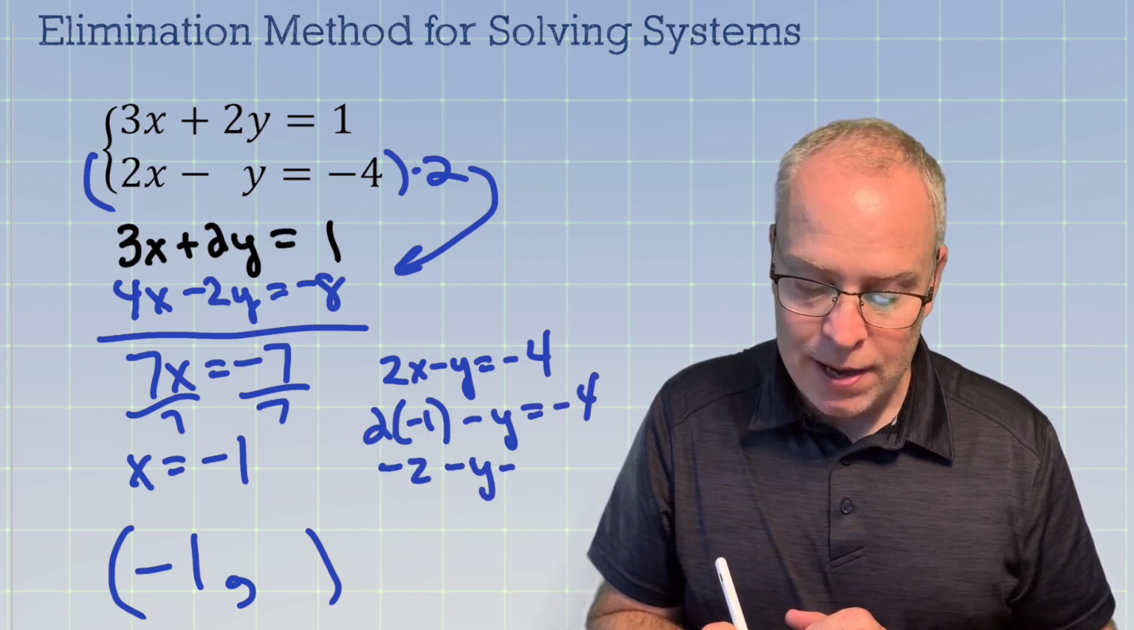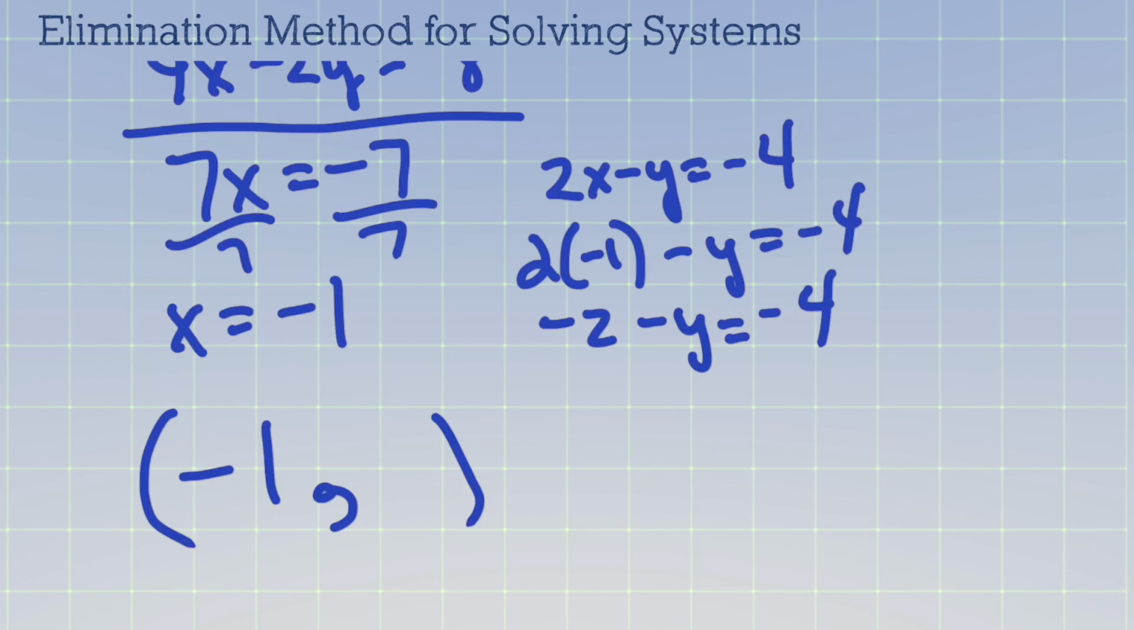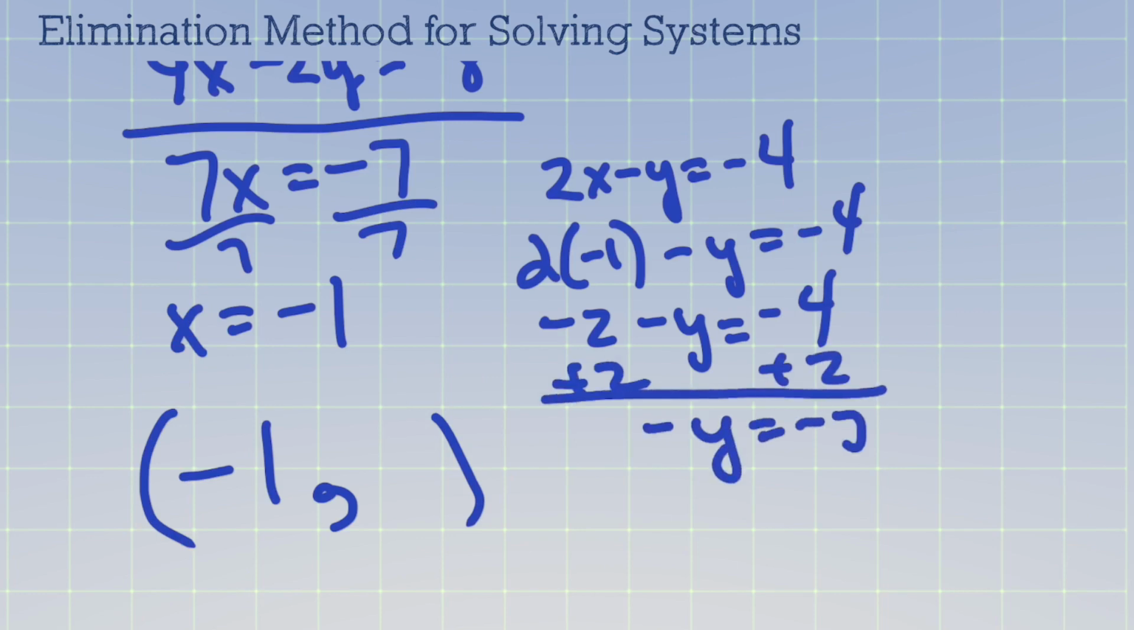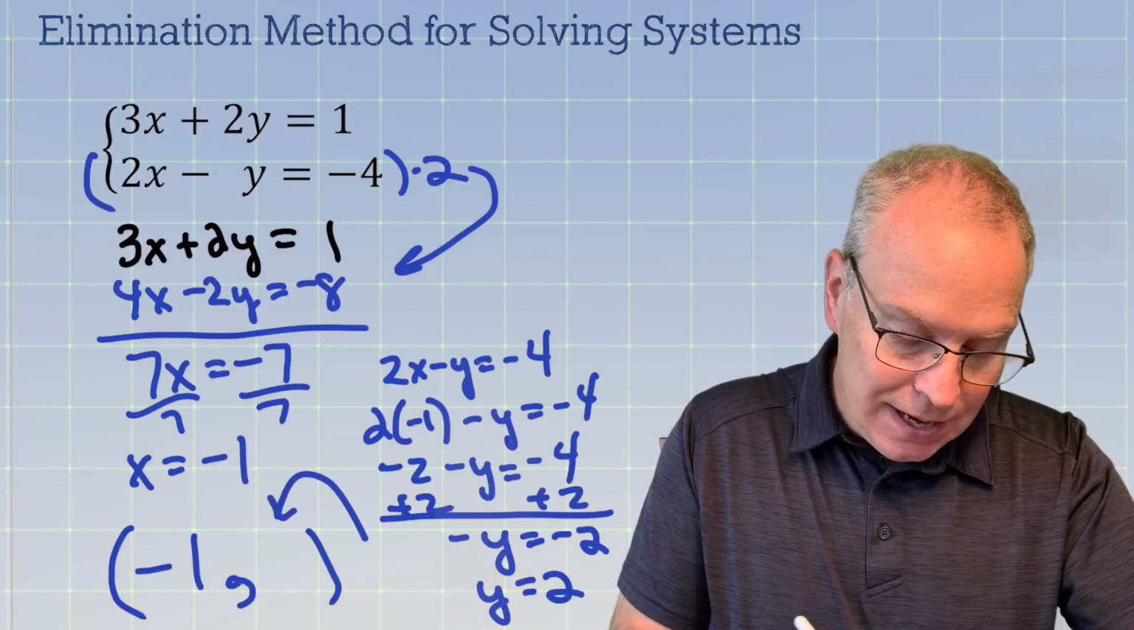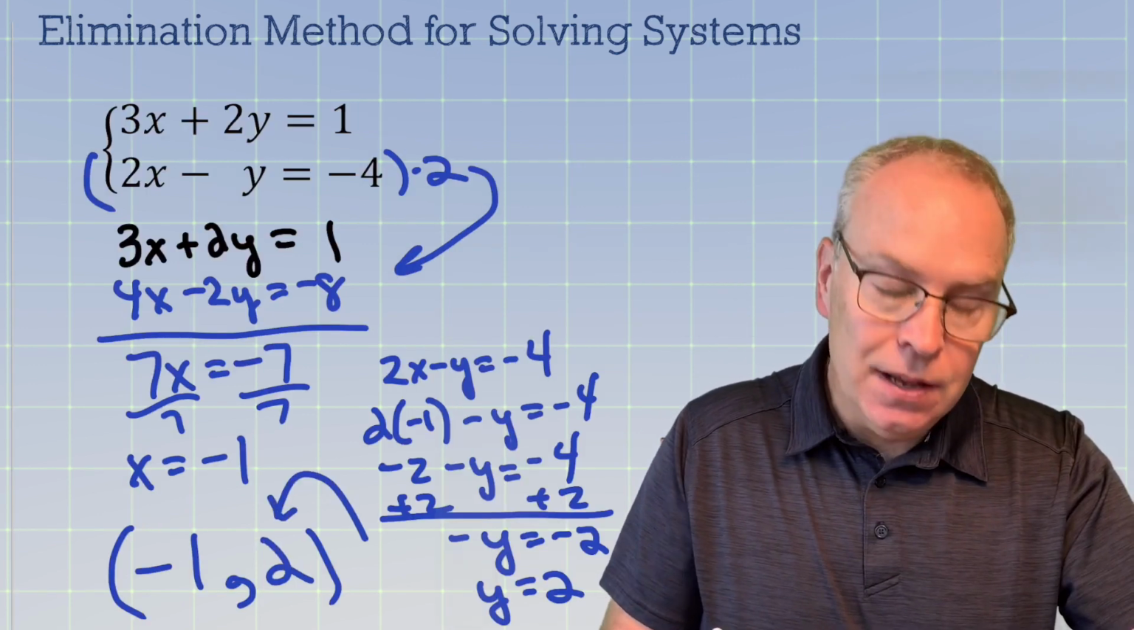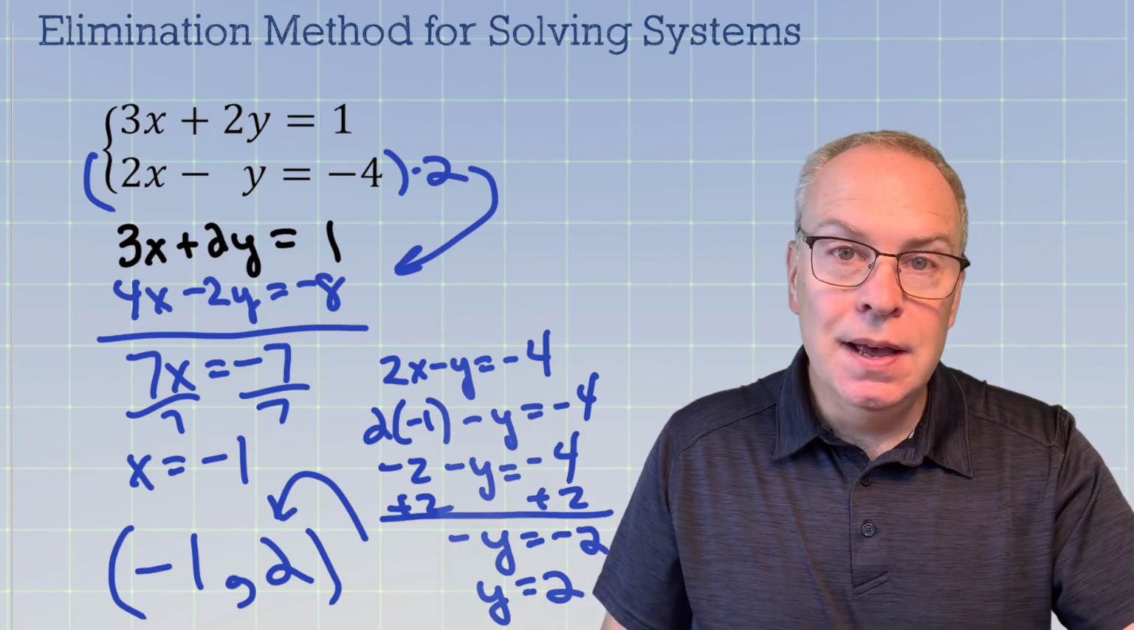So 2 times -1 minus y equals -4. -2 minus y equals -4. Then we add 2 to both sides. So we get -y equals -2. So therefore y equals +2. And we go ahead and put that into the coordinate over here. The answer is the point -1, 2.